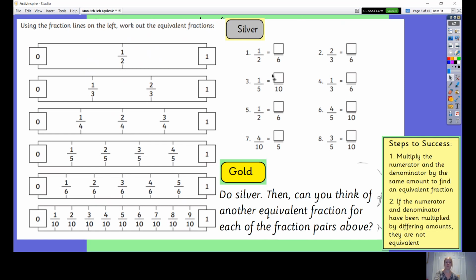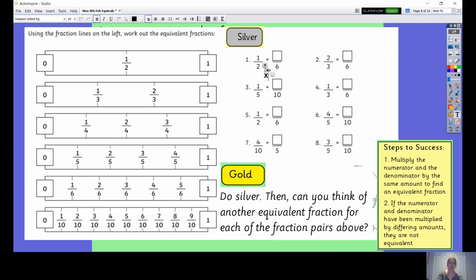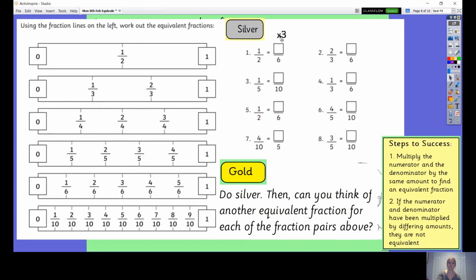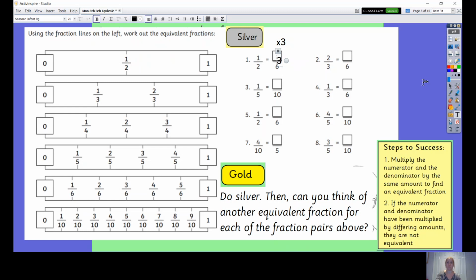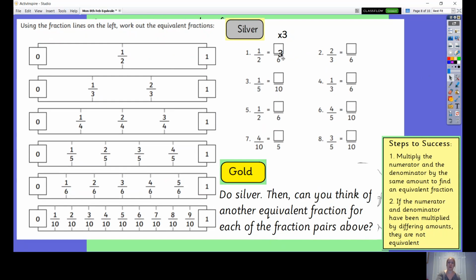You need to find the equivalent fraction. So work out what has been done to the number. For the first one, for example, we would say 2 times what makes 6? 2 times 3 makes 6. So if it's 2 times 3 to make 6, you need to do 1 times 3, and that will tell you that 3 goes in the top box. Okay, so that's the first part. That's silver. It's finding those equivalent fractions and they're numbered, so you can just write them out in your book.